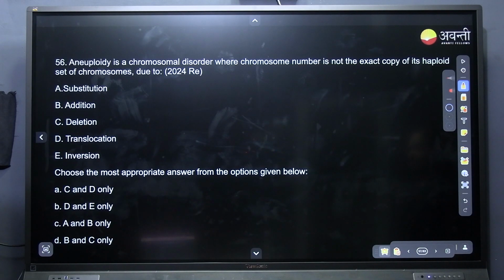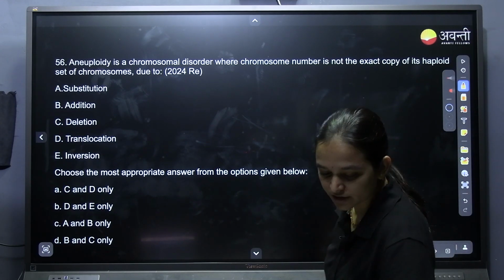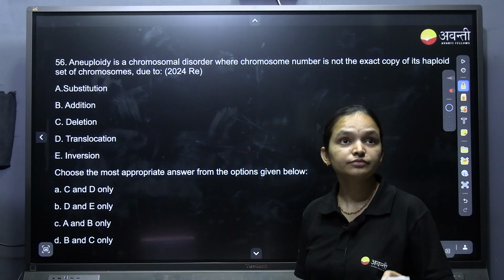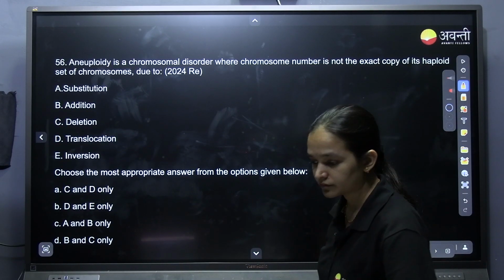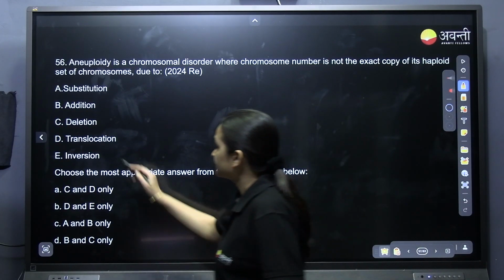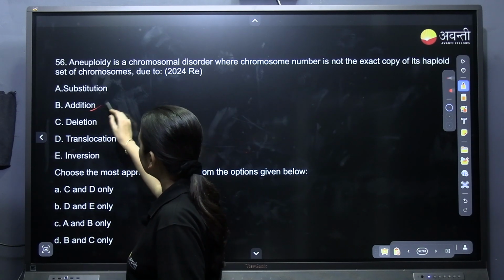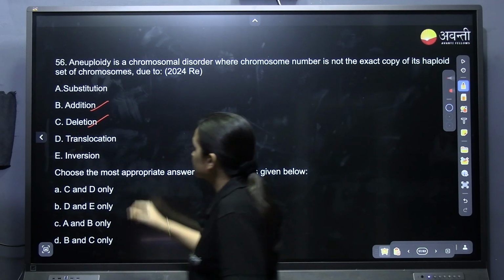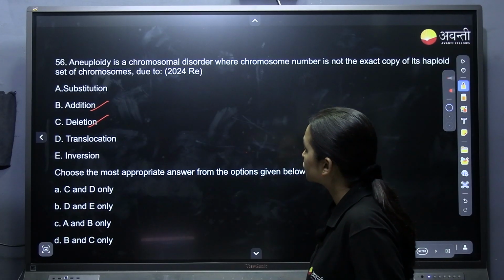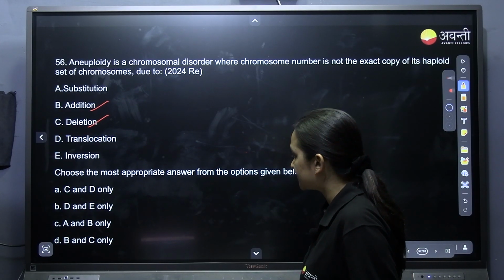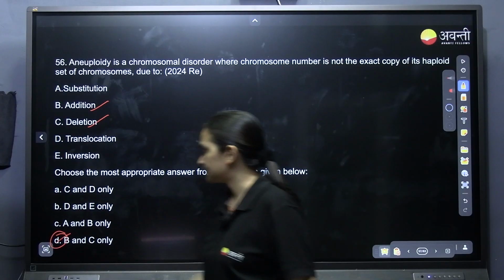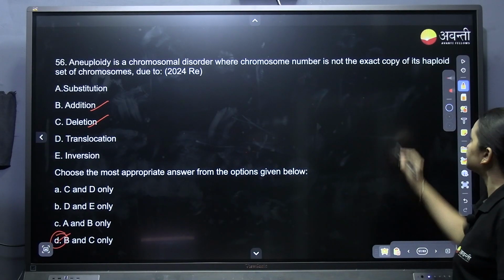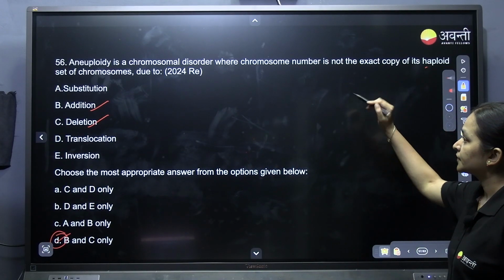Aneuploidy is a chromosomal disorder where the chromosome number is not the exact copy of its haploid set of chromosomes, due to addition or deletion of chromosome. So B and C, D for Delhi is the correct answer. Aneuploidy, yes.